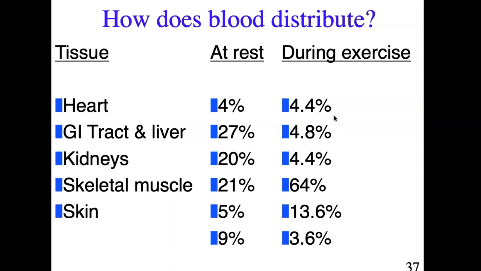The skin goes from about 5 to 13 or 14, and this is because you are bringing blood up to the surface in order to lose heat. So it's a form of losing heat. And bone and other goes from 9 to 4. I don't have a whole lot to say about that one.